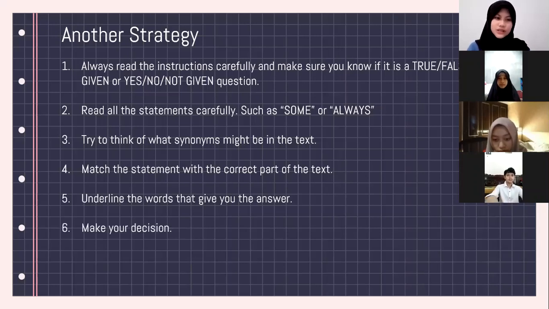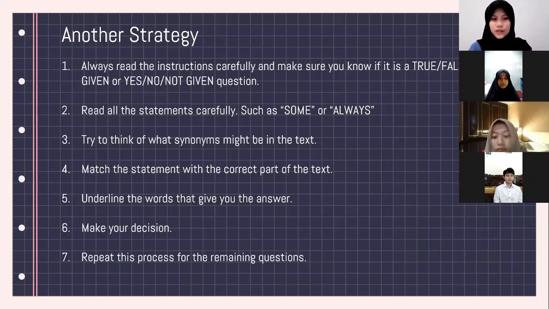Sixth, make your decision by remembering to consider these three things. First, to be true, the information must exactly match even if the words are different. Second, look carefully for qualifying words that might change the meaning. And the third, if you're struggling to find the answer, then it's probably because it isn't there, so just mark it as not given. And the last one, repeat the process for the remaining questions.